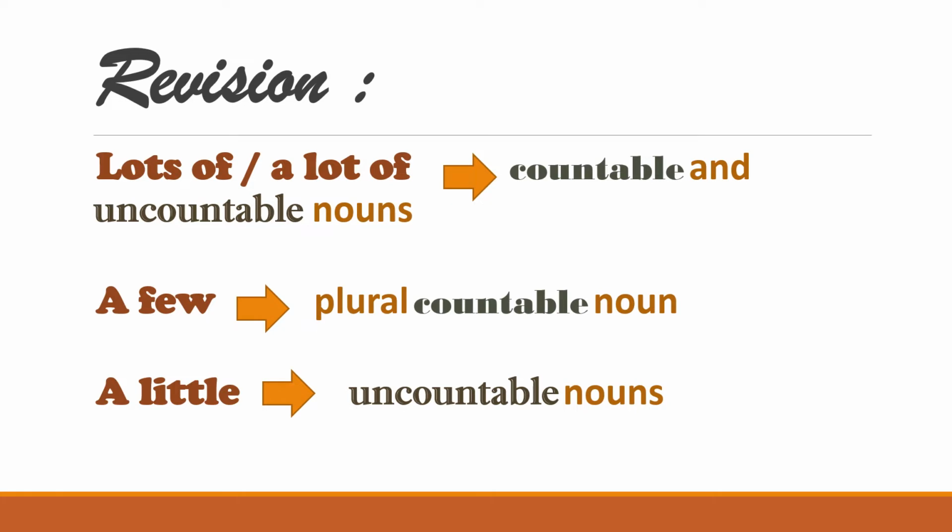We can say lots of water or a lot of water, lots of cars, a lot of cars. But with a few, we use just plural countable nouns: a few cards, a few things, a few chairs. And a little is used with uncountable nouns like a little water, a little milk, a little time, and so on.